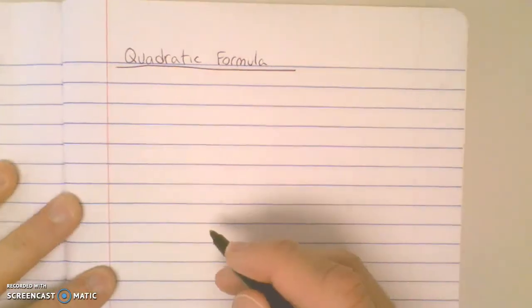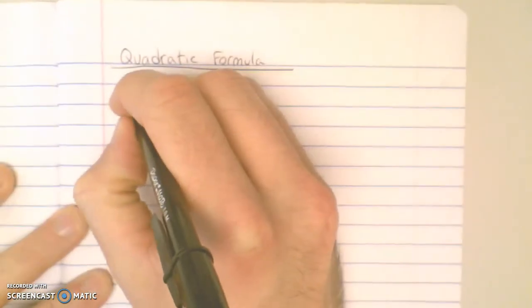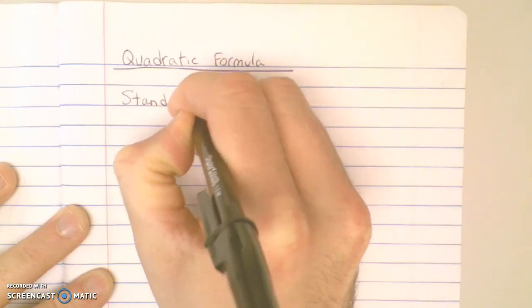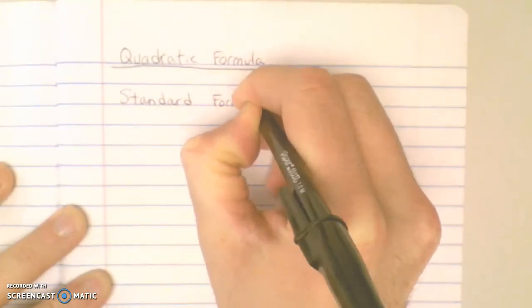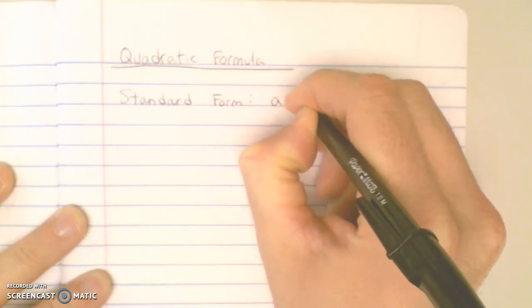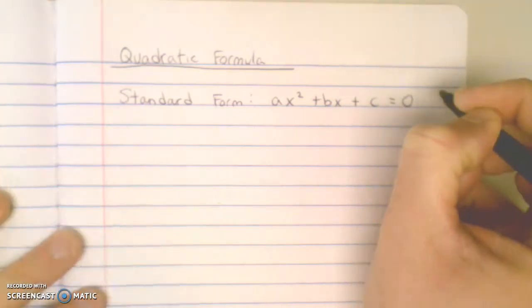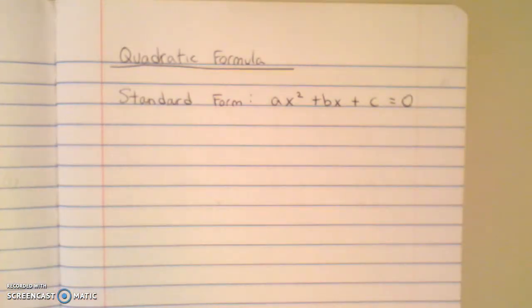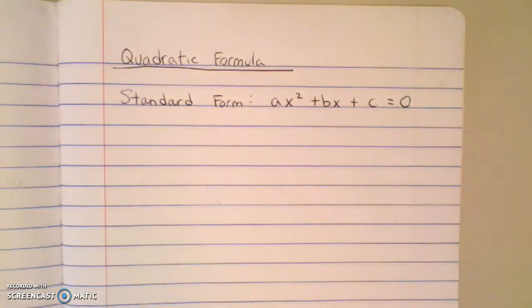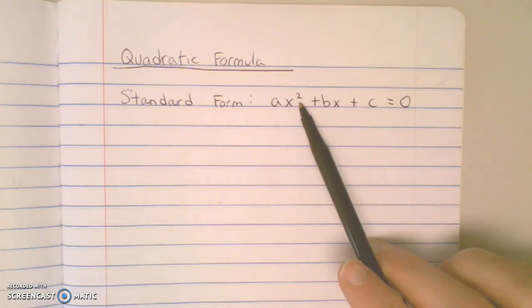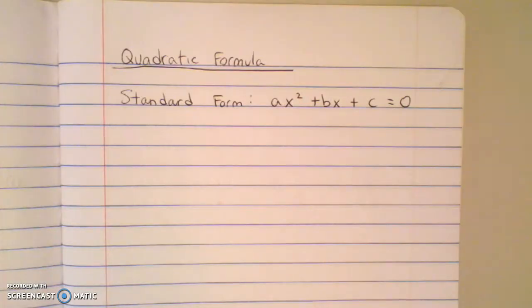So here's the general form of a quadratic. You have what's called standard form. So we have what's called ax squared plus bx plus c equals 0. We know this is a quadratic equation because the highest degree is 2, or that's the largest exponent of all the terms.